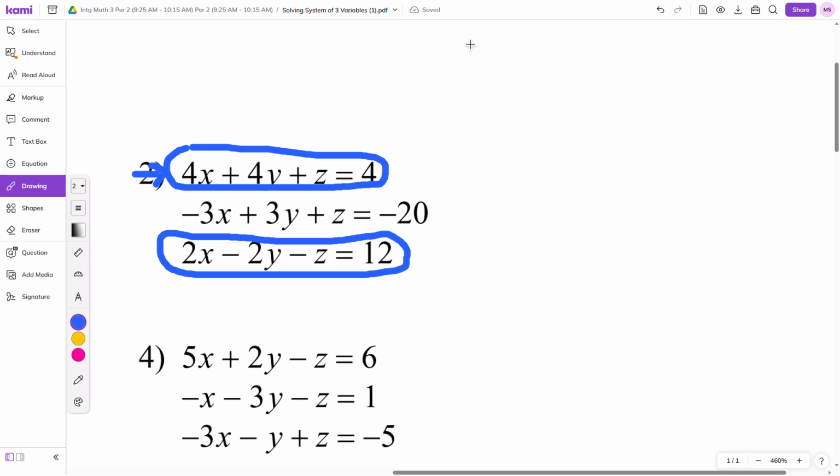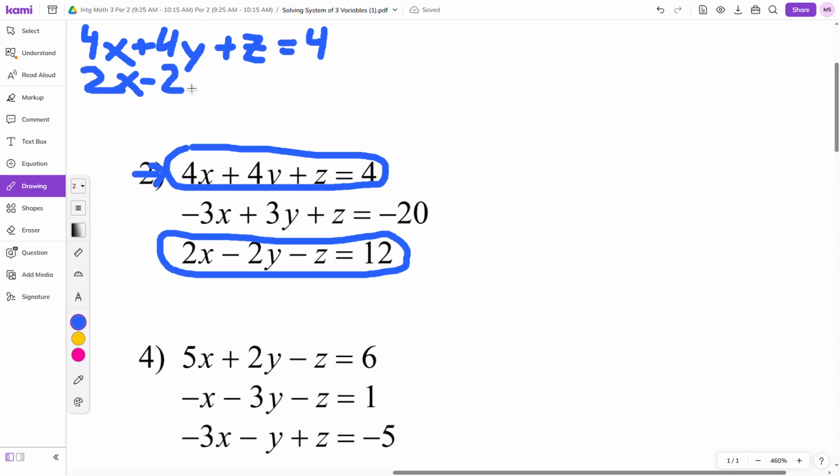Now let's see if we can fit all this in on one page. Yeah, let's do it over here. 4x plus 4y plus z equals 4. And then we have 2x minus 2y minus z equals 12.